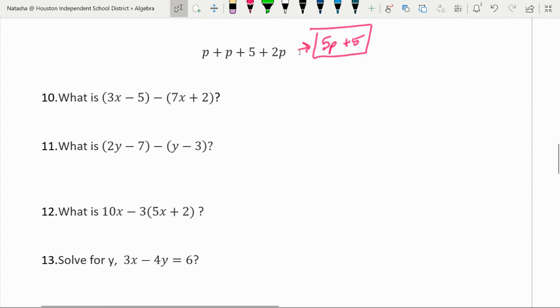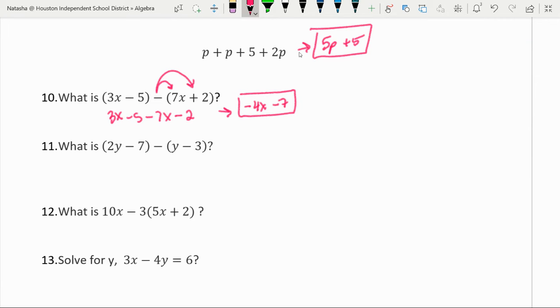Number 10, all right. I'm going to distribute the negative. So this is going to become 3x minus 5 minus 7x. Then distribute the negative to the plus 2, so that becomes negative 2. Okay, we need to combine like terms. So this becomes 3 minus 7, which is going to give me negative 4x. And then negative 5 minus 2 is going to give me negative 7.